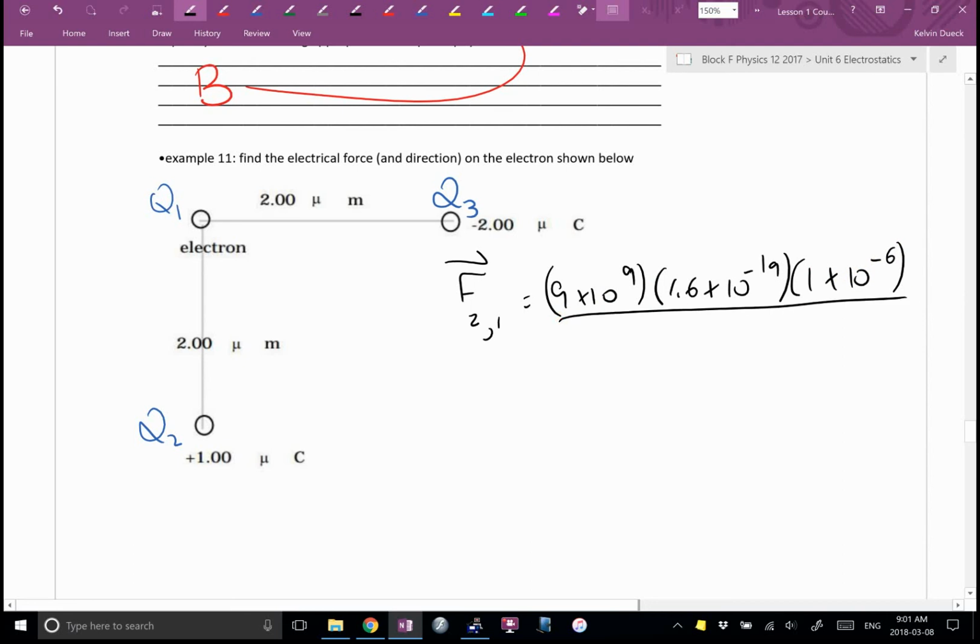Now, this is interesting. How far apart are they? It's not 2 meters. It's 2, what's that little funky symbol? Micro, which means I just replaced that with a 10 to the negative 6 as well. It's 2 times 10 to the negative 6. Chang? Squared. You know what I'm going to do is I'm going to give myself more room so I can do this on one line.